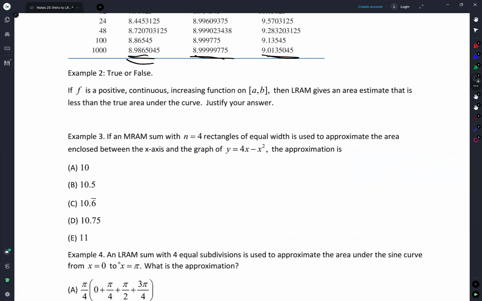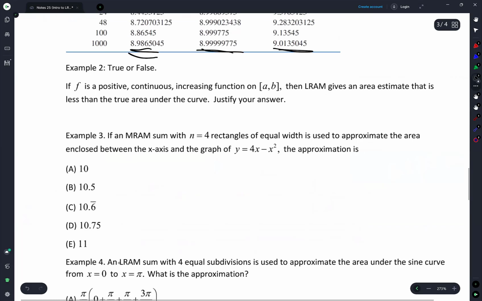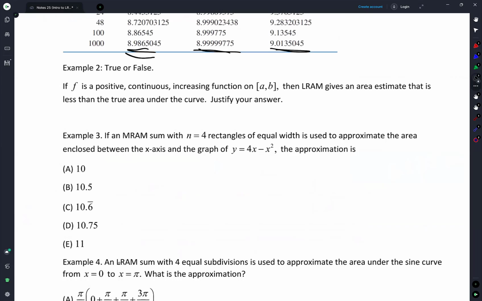So I'm in example 2, true false. It says if F is positive, continuous, increasing from A to B, then LRAM gives an area estimate that is less than the true area under the curve. Justify your answer. So think about it. You can write it, but just don't say it out loud. Guys, if you're a visual learner, go ahead and create that graph. It says positive continuous increasing. So just draw a random positive continuous increasing function.